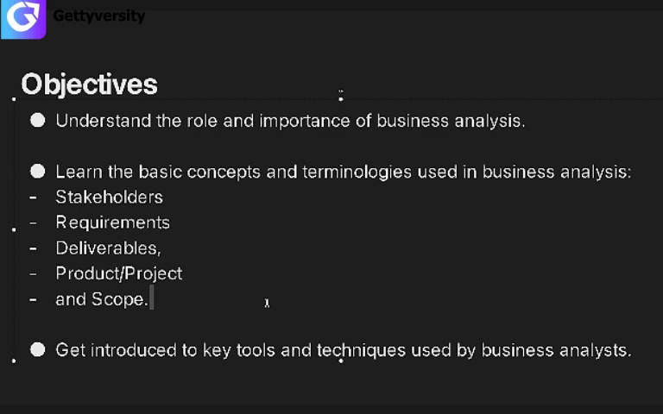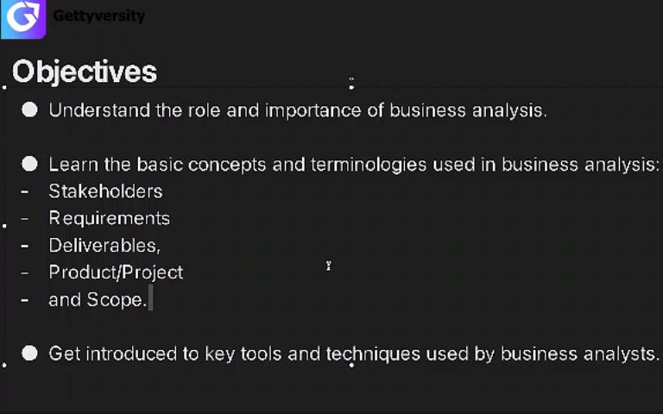Business analysts work closely with the stakeholders, which I've explained earlier, to understand the underlying business needs and challenges. They identify what the organization aims to achieve and the problems it seeks to solve.